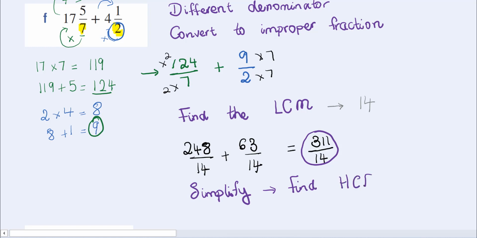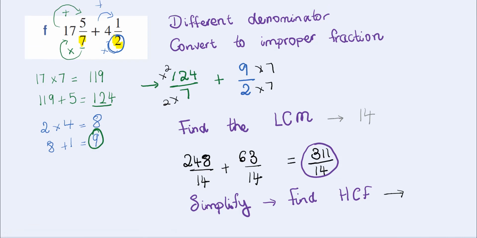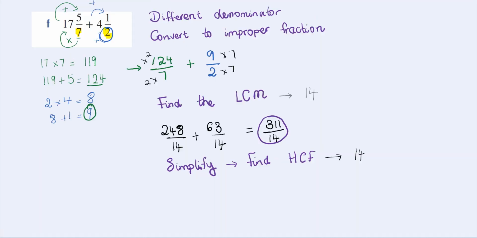In this case, I can simplify it by finding my highest common factor. So I need to think of a number which you can divide both by to give you the simplest version. So in this case, if you have 311 and 14, your highest common factor is actually 14. So what I'm going to do next is divide 311 by 14. That gives 22. So now 22 is at the bottom.